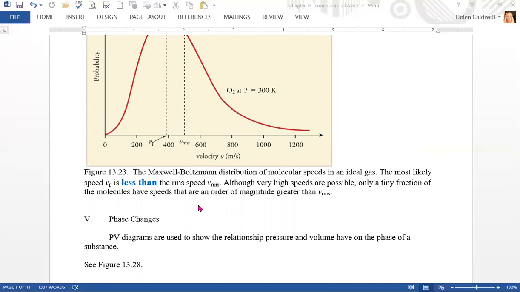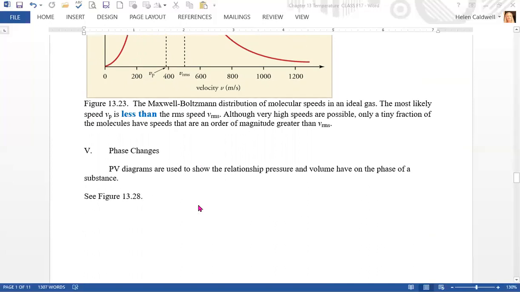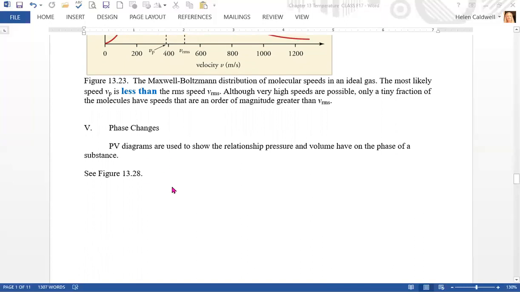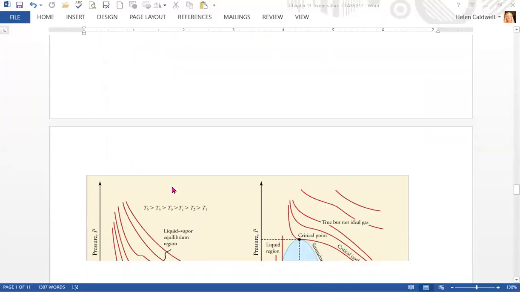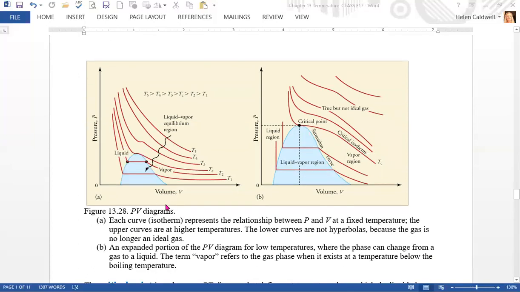Phase changes. So when you change phase, when you go from a solid to a liquid or a liquid to a gas, a PV diagram can be very helpful. So let's look at our diagram. So we have a series of pressure versus volume diagrams for different temperatures.